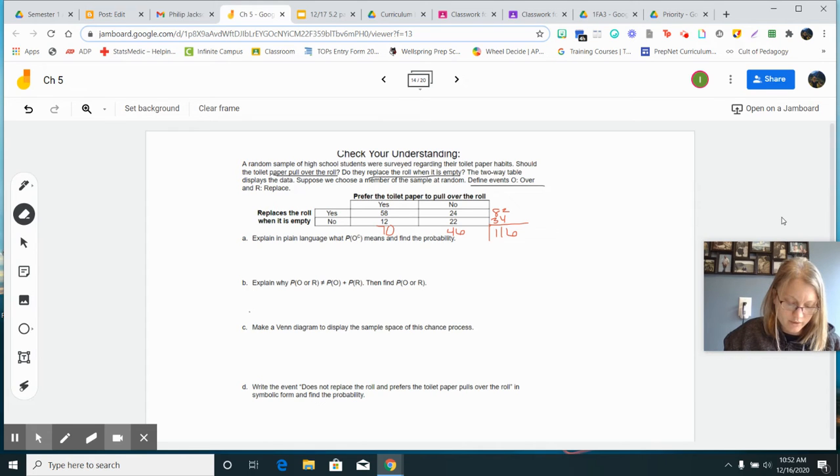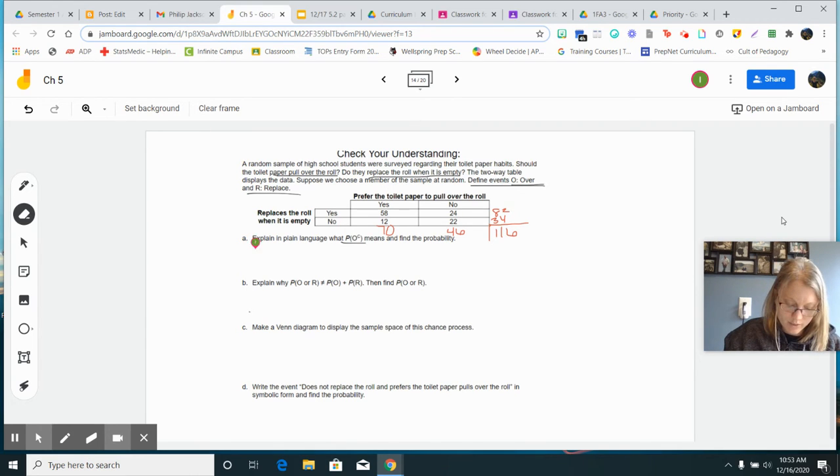So now what we want to look at is we have two events. Either you replace the roll or you don't, and then you pull it over or you don't. So we want to explain in plain language what this notation means. So O with a little C on it. The little C means complement, so opposite of. So if event O is pulling the toilet paper roll over, then event O^C, or the complement of that, is that you don't pull it over.